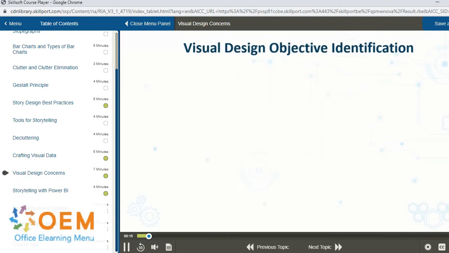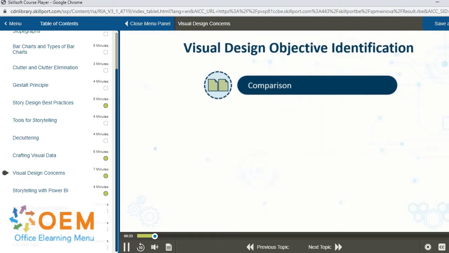There are various different objective identifications that we have to do when we are going for visual design. Some of the identifications are comparison. The objective of comparison is to understand how it compares and evaluates value between two or more data points. Comparison helps to find the highest and lowest data very easily, and a comparison also can be used to show trends. Identify where in your story comparison fits.